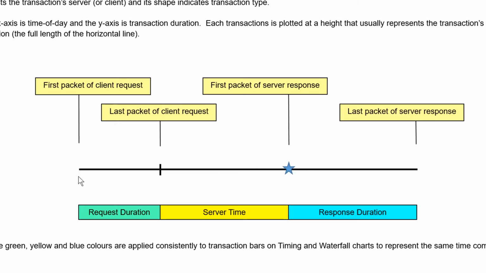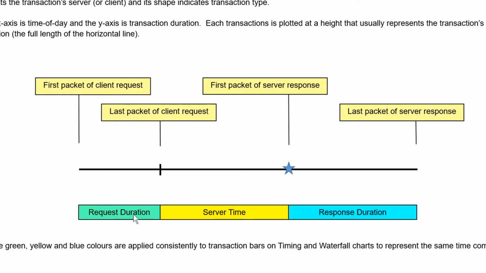Now, the left-hand edge of the horizontal line is the first packet of the client request. If there's a large client request, then there'll be this vertical tick symbol so that we can visually see how long it took the request to get sent to the server. Then there'll be a coloured symbol, a different colour and a different shape, drawn on the line where the first packet of the server response occurred. And then of course the end of the line is the last packet of the server response. So the full line represents the full timing of the transaction.